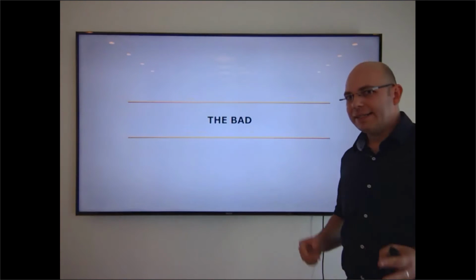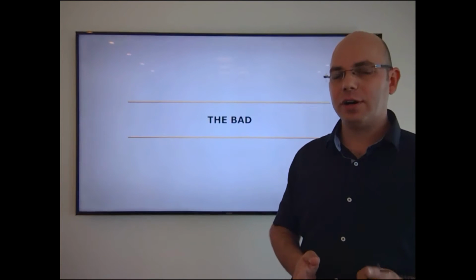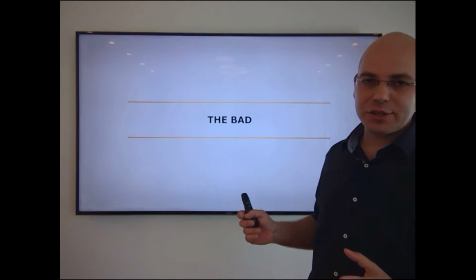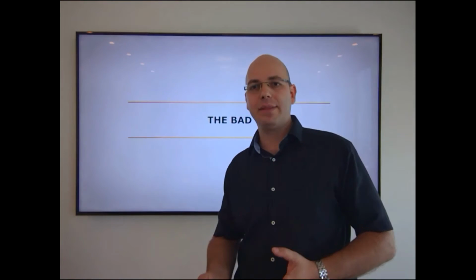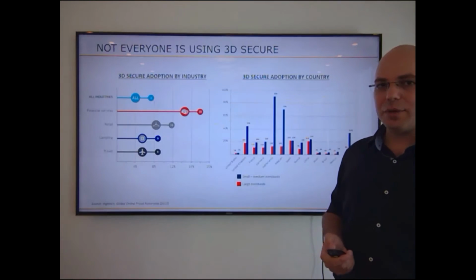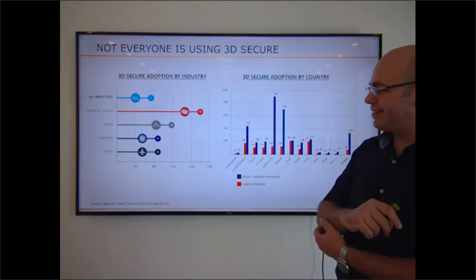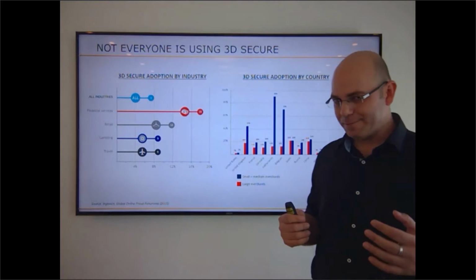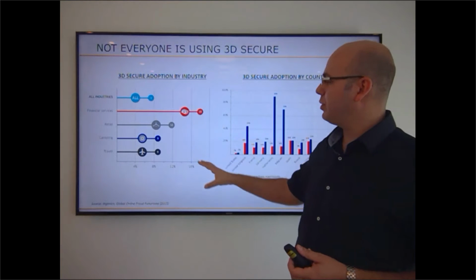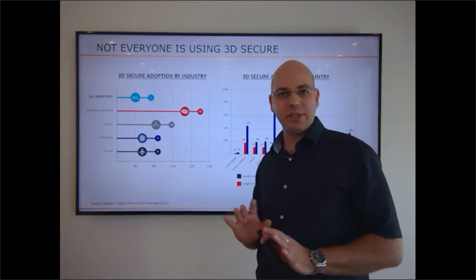So we've talked about how good 3D Secure is, and before everyone just goes ahead and connects to 3D Secure and starts using it exclusively and for every transaction, let's talk first about a couple of bad things about 3D Secure. So first of all, the first bad thing about 3D Secure is that not everybody's actually using it. So if we look, and these are very, very problematic numbers. If we look at the adoption of 3D Secure by industry, first of all, globally, 8% of transactions are done with 3D Secure.